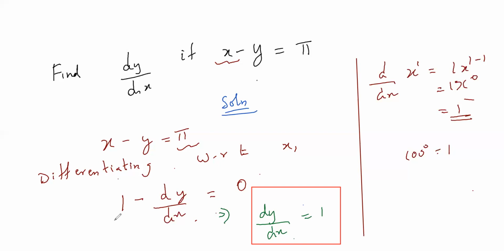How would I get 1 here? Because of the formula. d by dx of x is equal to what? 1. d by dx of x square is equal to what? 2x. Correct? So that's it. Anyone having any doubt in this question? Once you've finished writing it down, let me know.